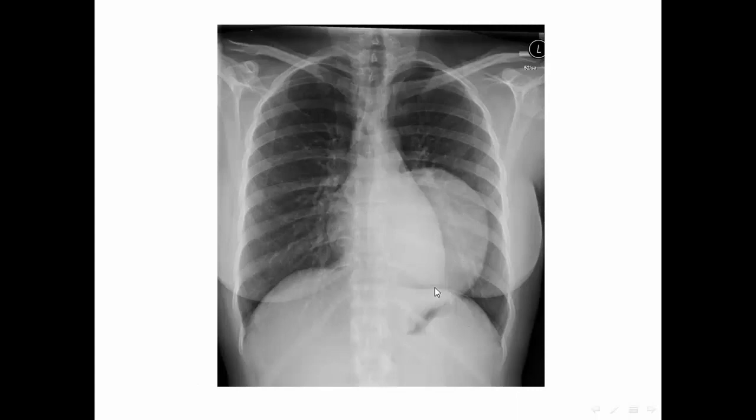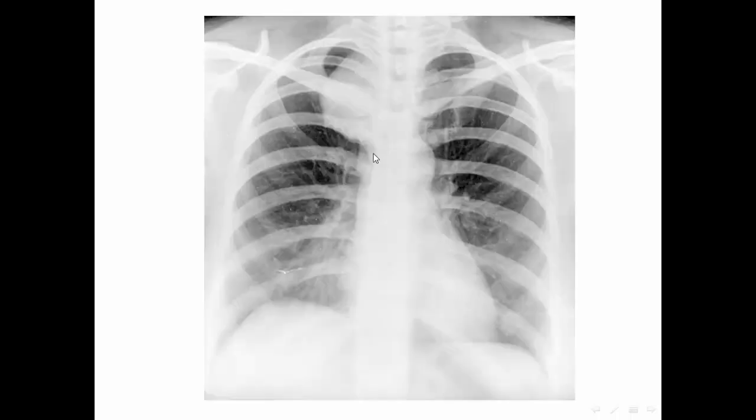Again, this is a lesion in the mediastinum because of the previously mentioned radiological features, and now the lesion doesn't obscure the cardiac border. If the lesion obscures the cardiac border, it's in the anterior mediastinum. This lesion doesn't obscure the cardiac border, so it is in the posterior mediastinum, and this case is proven to be a large neurogenic tumor.